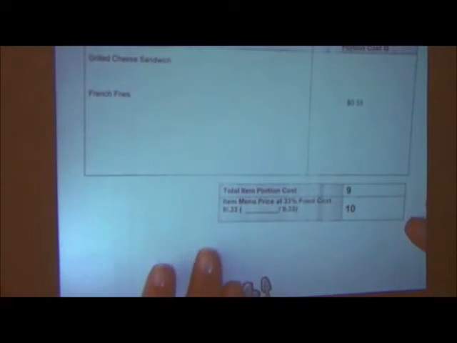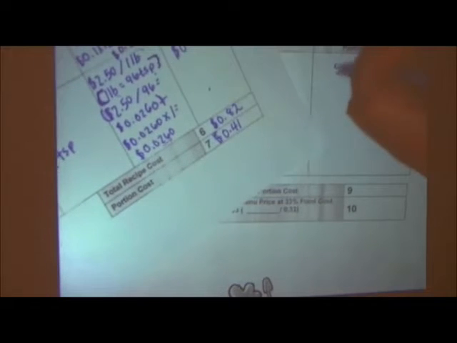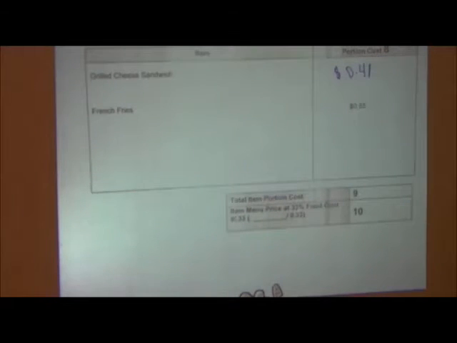So we're going into our menu price worksheet right here. Now from our original sheet, we are looking at portion costs. So here, total recipe costs, portion costs. Our portion cost would be 41 cents. And I went through and portioned out the french fries for you so you don't have to work on that. So again, make sure you get all this filled out.